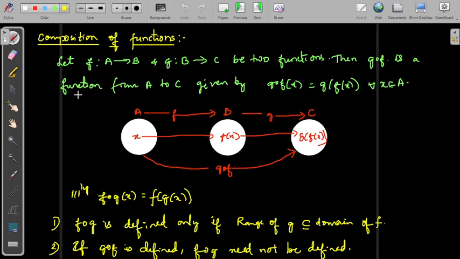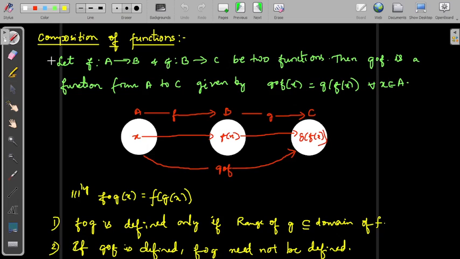In this video, I'll explain about composition of functions. If you have two functions, you can combine them to get a new function. That is what is called composition of functions. Mathematically, it is defined as follows: if you have a function f from A to B, and g is a function from B to C.